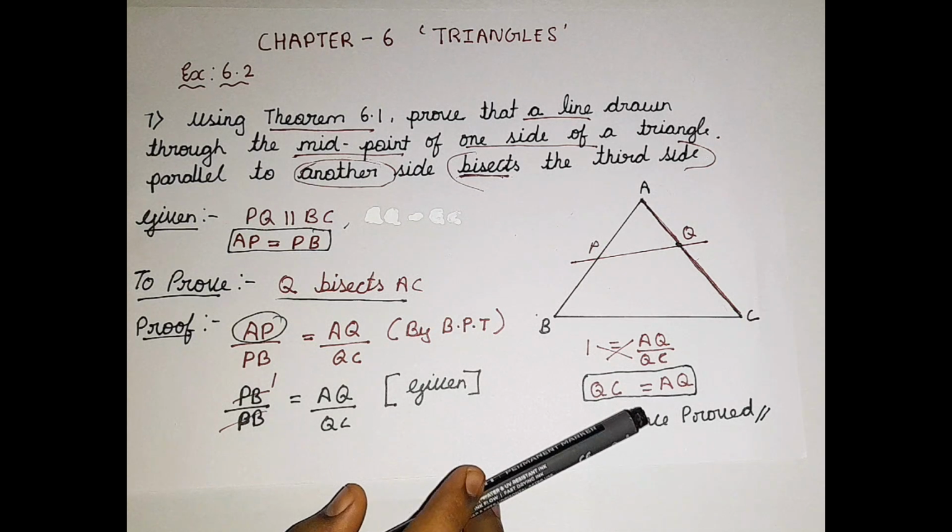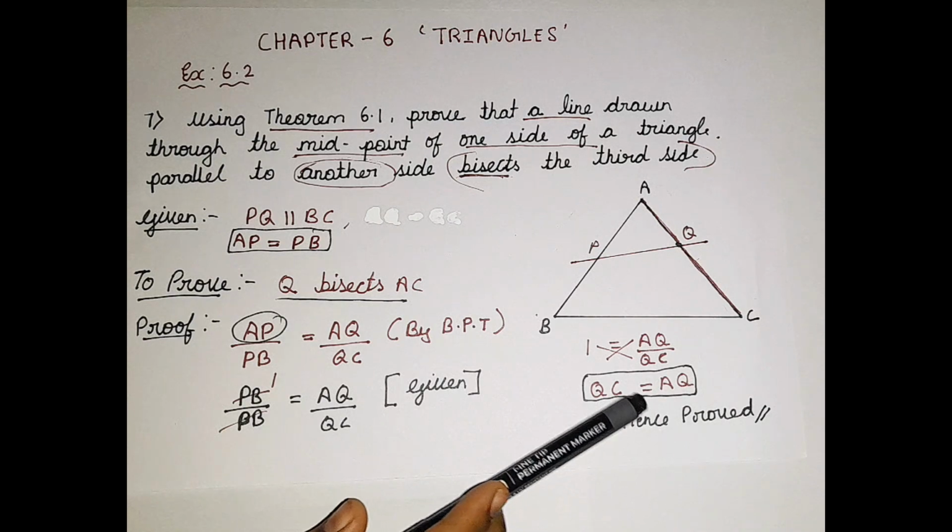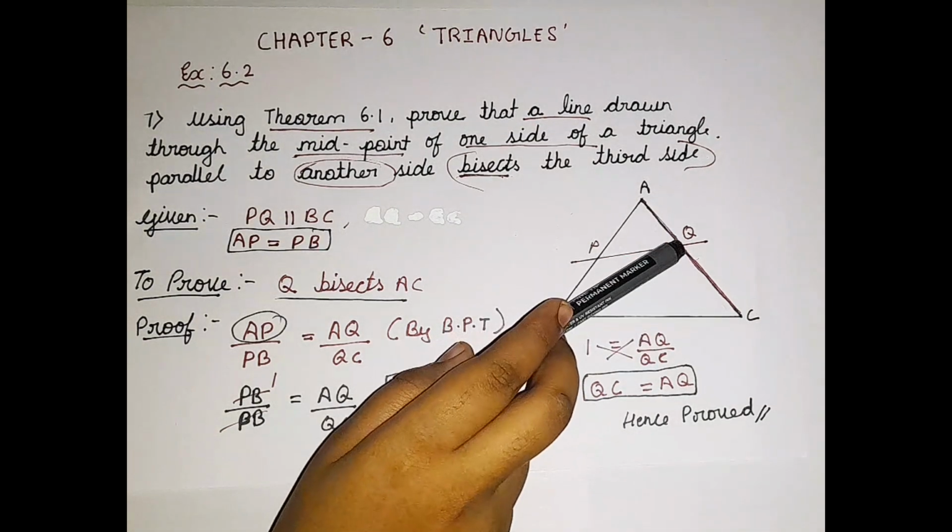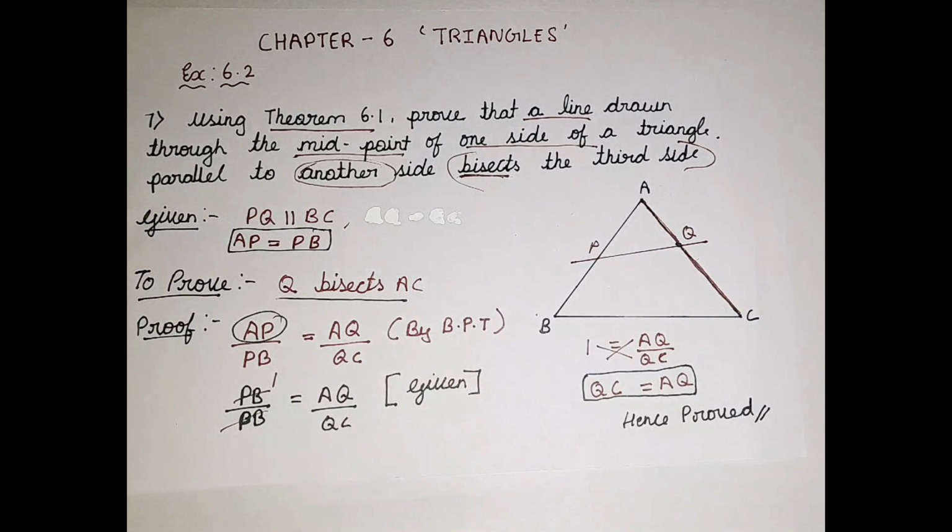Why did we prove it? Because QC is here and AQ is here. They are dividing into two equal parts.